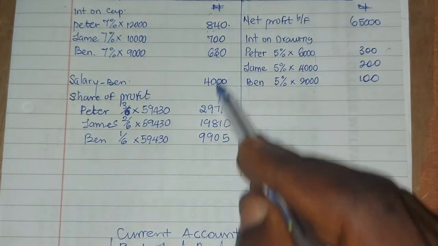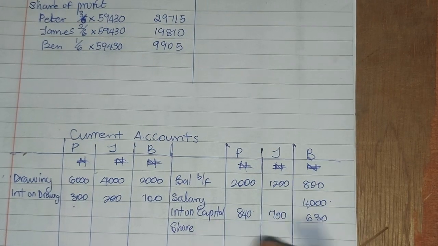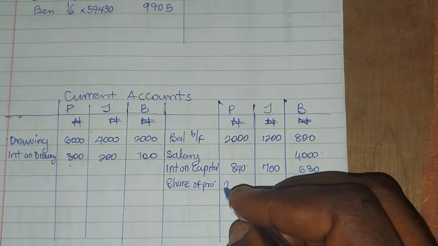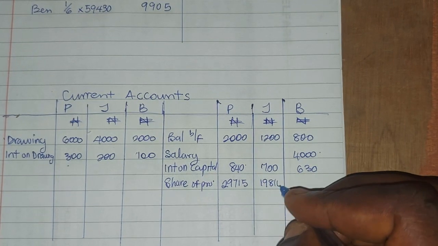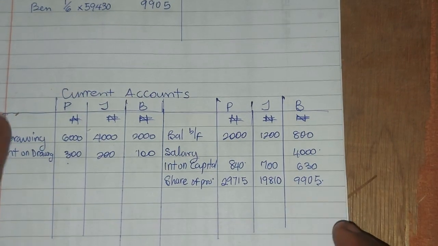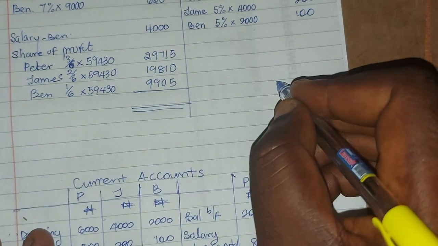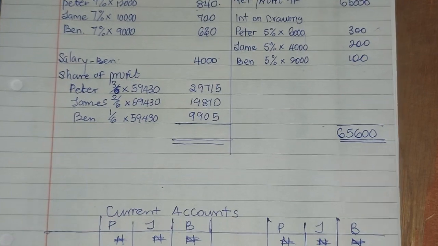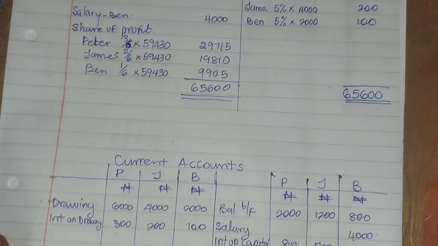Then the appropriation account has been debited. Then you have to credit and say share. You credit your current account share of profit. Okay, so you have 29,715, 19,810, and 9,905. All right, then the total of these is 65,600 and 65,600. Okay, the account is closed up.